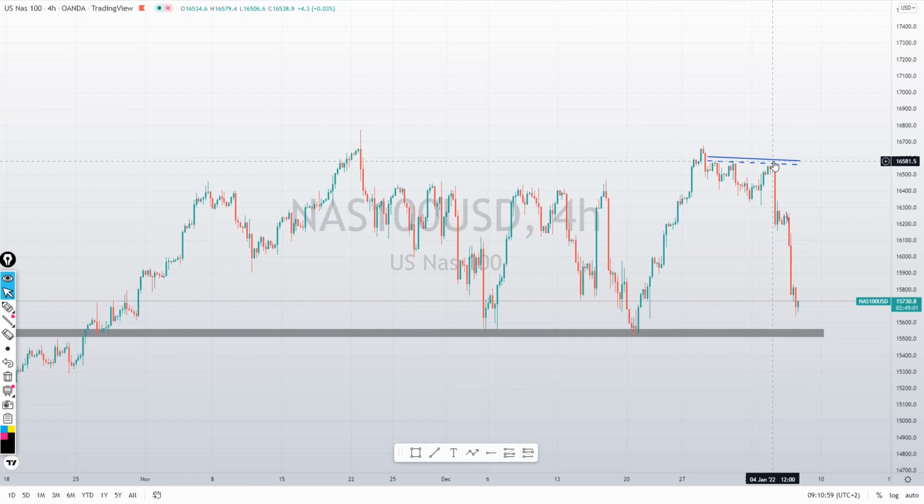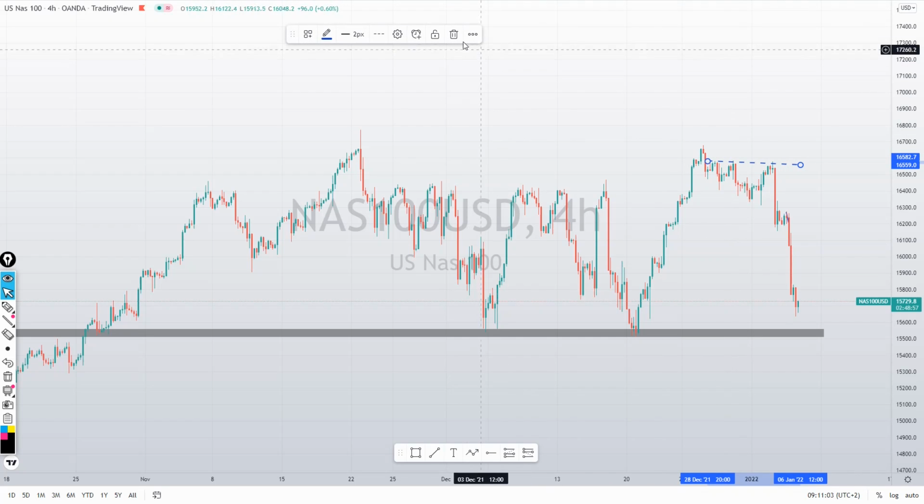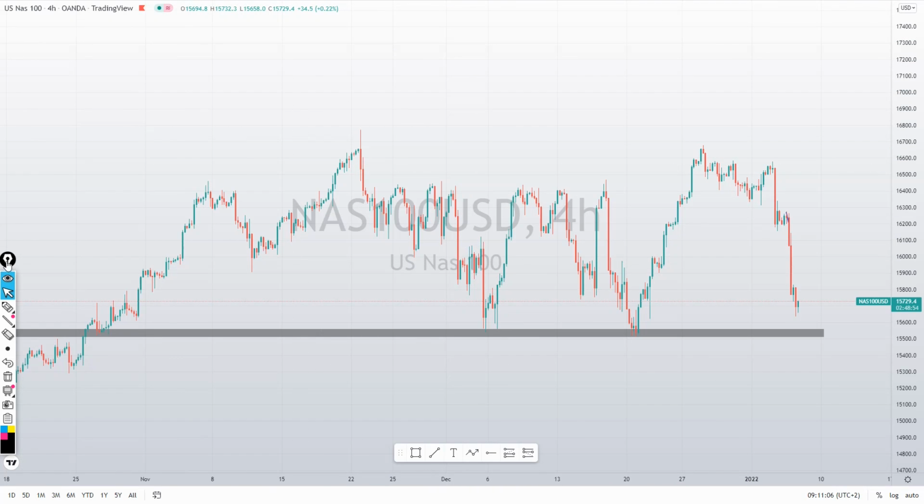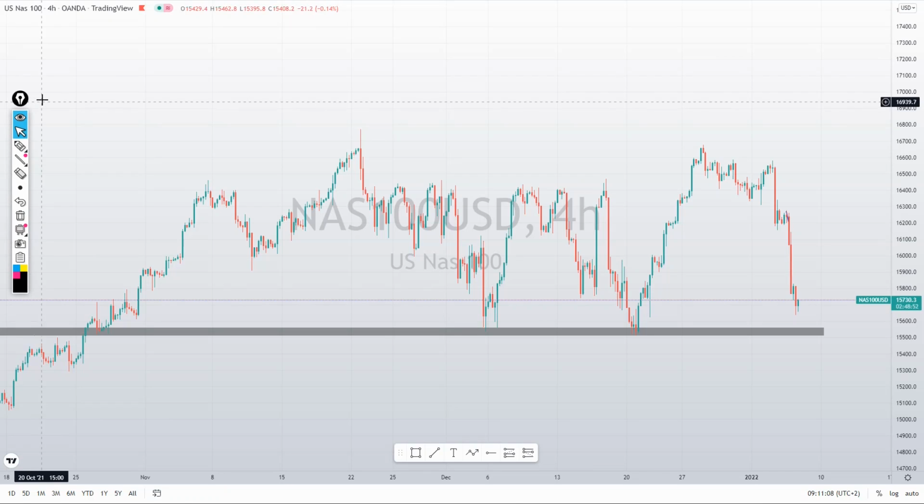Just look what happened. Let me remove this. This thing was just selling off. You saw that on the system. It told us don't buy because the market was on a downtrend. Now the market might change, and even the system might also tell us the same story.